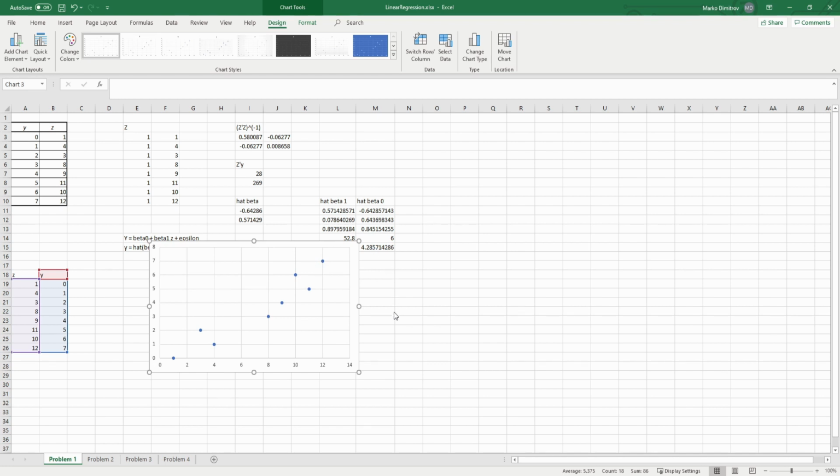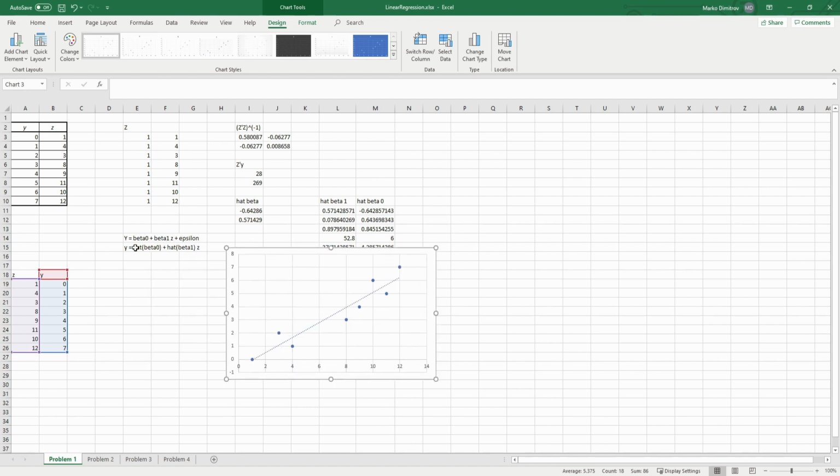And what we get here, when you click on the plus icon there, you can select trend line. Okay, that trend line is actually the line that we obtained here. So this line that you now see here is our line y equals hat beta 0 plus hat beta 1 z using these two numbers. Hat beta 0, as you probably remember, is called the intercept, and this is the slope of the line.